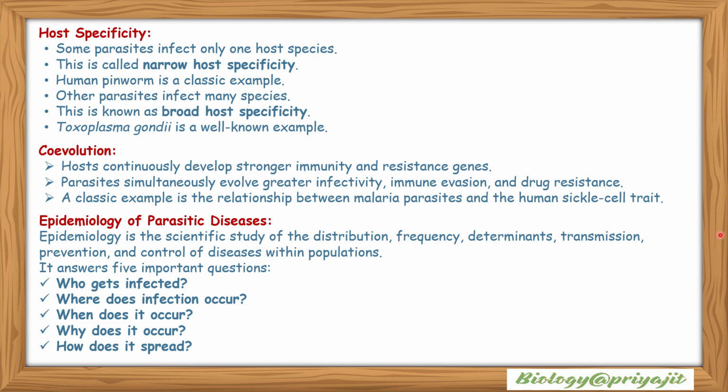Epidemiology of parasitic disease. Epidemiology is the scientific study of the distribution, frequency, determinants, transmission, prevention, and control of diseases within populations. It answers 5 important questions like who gets infected, where does infection occur, when does it occur, why does it occur, and how does it spread.